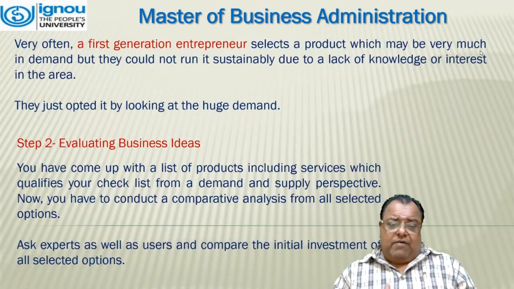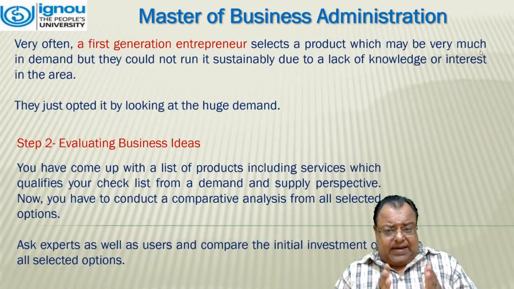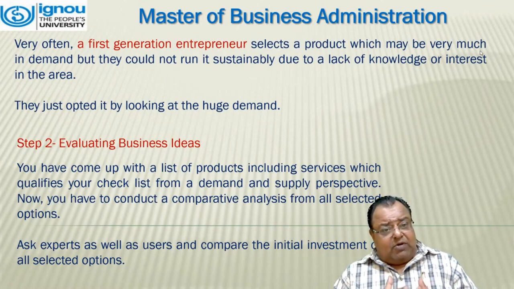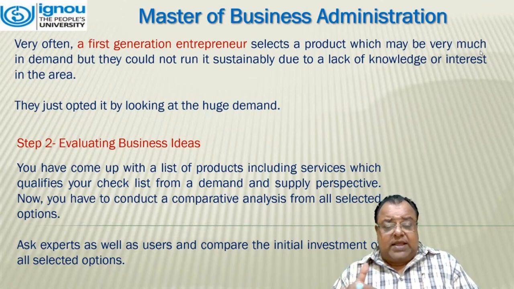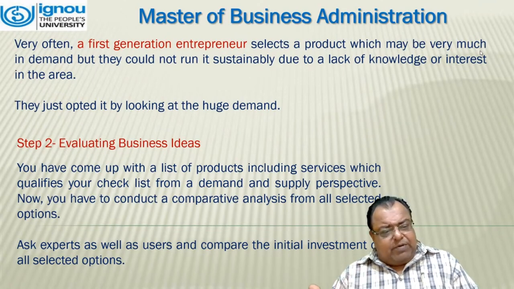Very often, a first generation entrepreneur selects a product which may be very much in demand but could not run it sustainably due to lack of knowledge or interest in the area. They just opted by looking at the huge demand. Step two is evaluating business ideas.